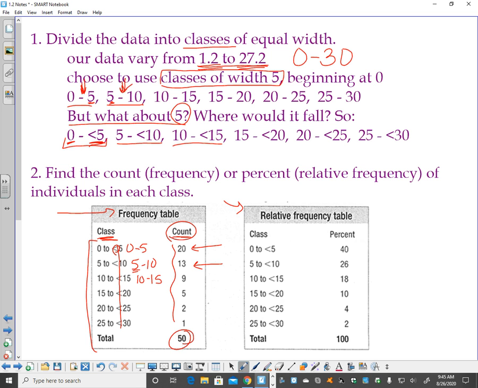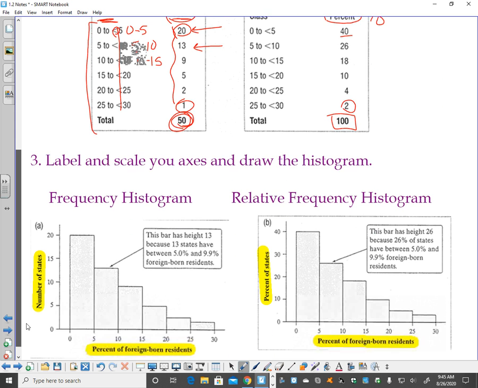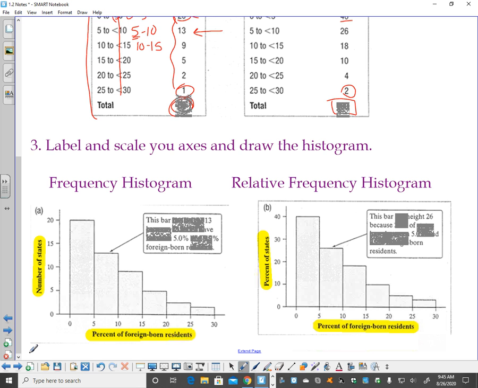Now let's look at this one. So this one is a relative frequency table. So you already know from previous videos that this is going to be a percent. So to figure this out, I'm doing 20 over 50. I get 40%. I'm doing 1 out of 50. I get 2%. It adds very nicely to 100% because these are nice round numbers. Okay, so now that I've got my classes, I've made my frequency table and my relative frequency table, I am ready to make my histogram.